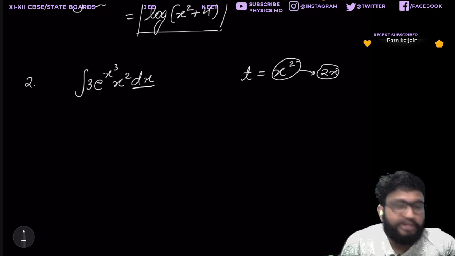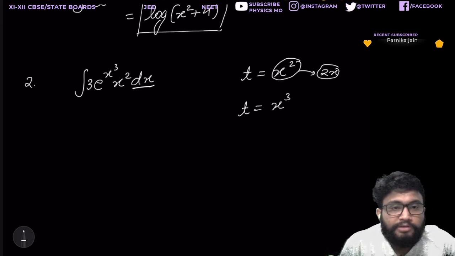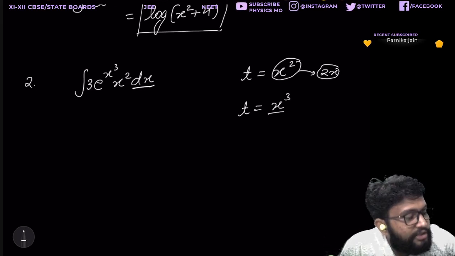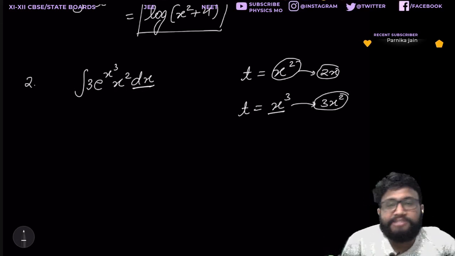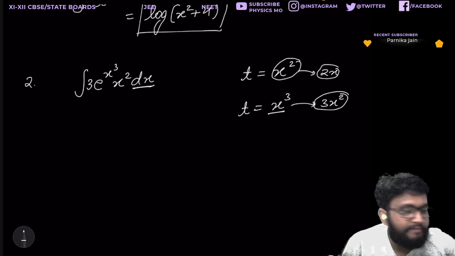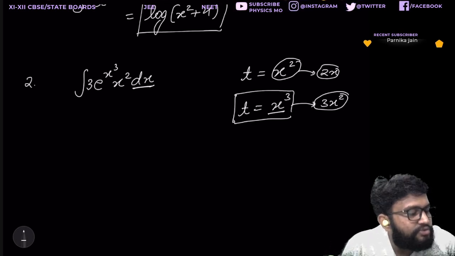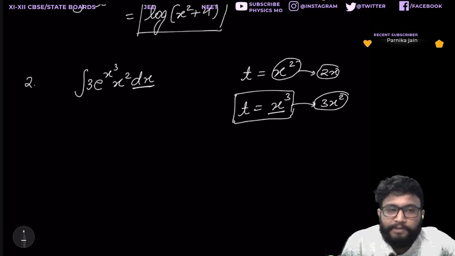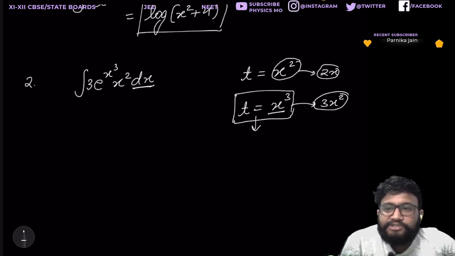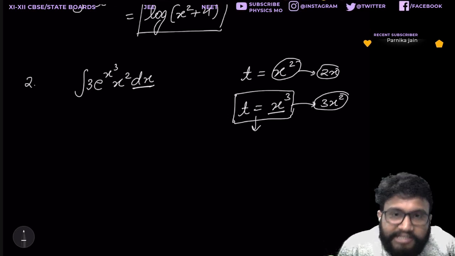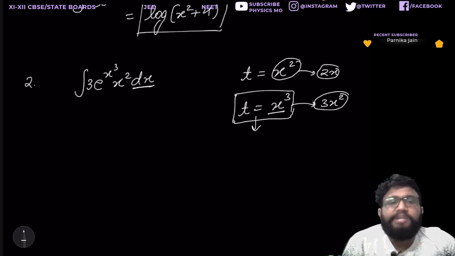Very good, that's perfect. So if you have taken this x cube, the differentiation of x cube is 3x square, and that is in multiplication with dx, so that goes great. So this will be our assumption for this one, that t is equals to x cube. Now what we will do is we want this dx to be changed in terms of dt, and we want x to be changed in terms of t.